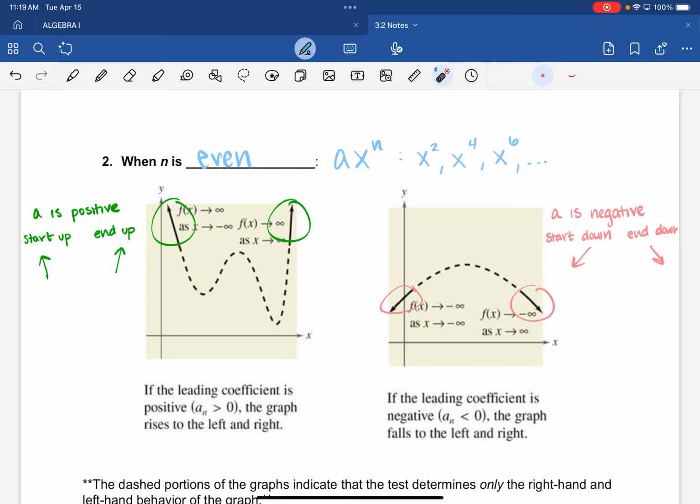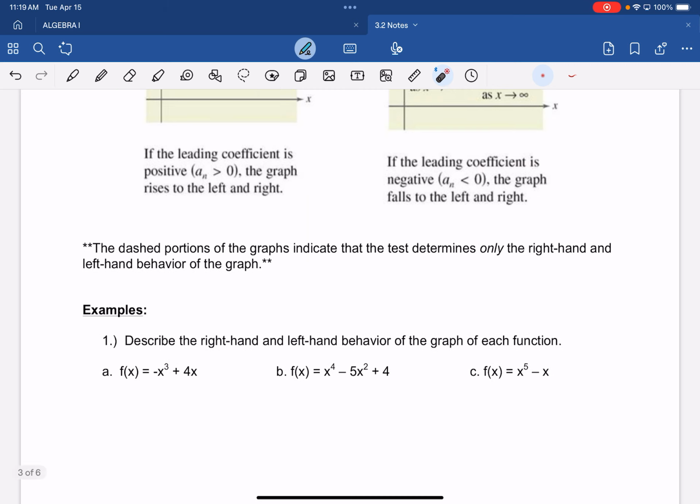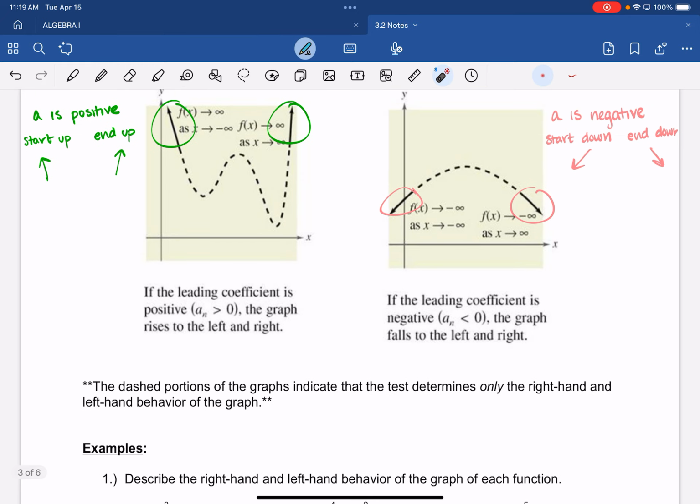So again, I know this seems random. We're going to put all this stuff together at the very end. Okay, so just stay with me. Let's practice our end and right behavior. Oh, let me actually pause here.